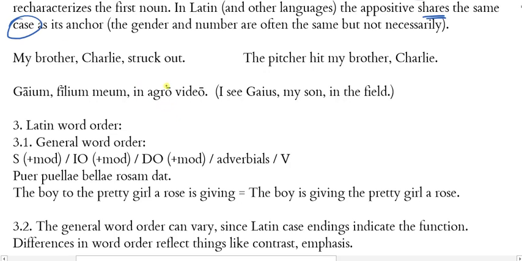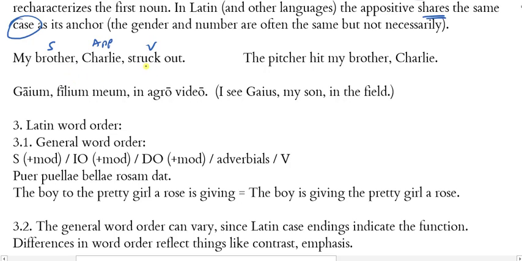All right, so here are some English sentences to help you think about the concept of apposition. My brother Charlie struck out. What is the verb? Struck out. What is the subject? My brother. And Charlie is renaming the brother, and they share the same referent. And in effect, they're both trying to function as the subject of struck out.